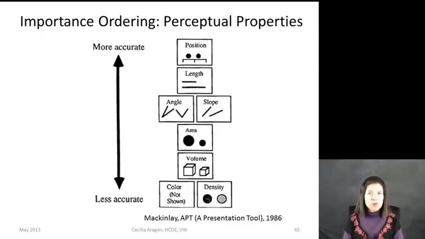We'll start with importance ordering. We've seen this slide before. Now, as we discussed earlier, decades of research have taught us that certain visual attributes more accurately represent quantitative data to the human brain.